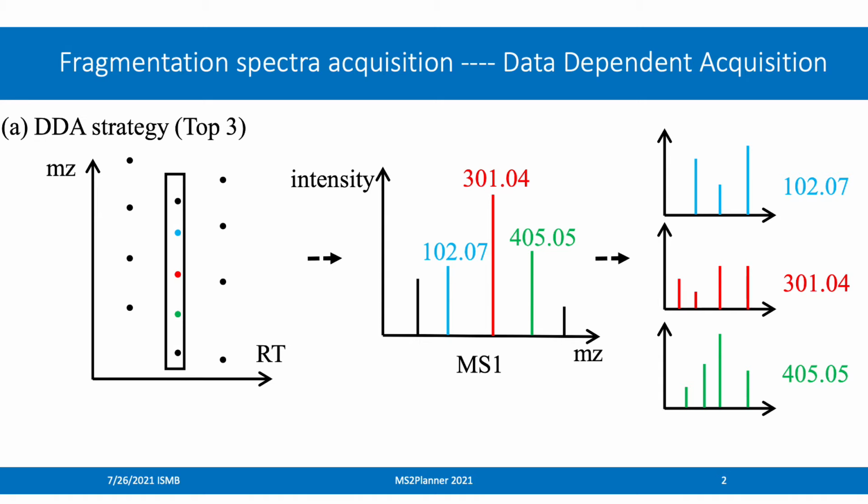Currently, the most frequently used fragmentation spectra acquisition strategy for discovery is called data-dependent acquisition. Here is how it works. This is a 2D space of mass to charge and retention time. The mass spectrometer will scan over the retention time axis, and for each slice of retention time, the DDA strategy will dynamically detect the most intense region of m/z. Here, the colored regions are the most abundant ones, and DDA will collect the precursor ions and get the fragmentation spectrum for each of them.